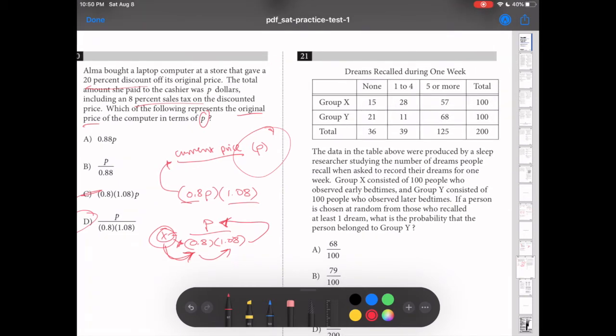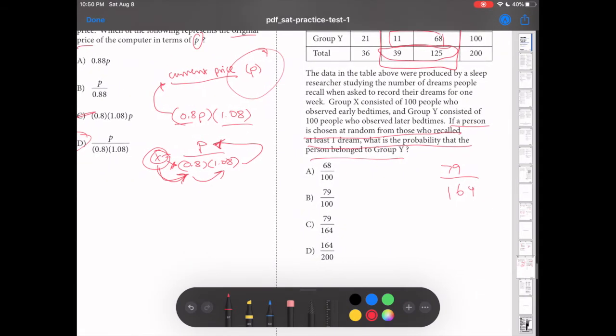Question 21, more stats. Reading graphs and charts and tables. It's pretty straightforward English. All you have to do is convert the English to math. If a person is chosen at random from those who recalled at least one dream, so at least one dream, it's 1 to infinite number of dreams. That's down here. What is the probability that person belonged to group Y? So you take that from here. That's going to be 79 over 125 plus 39. It's going to be 164. C. And that should be correct.